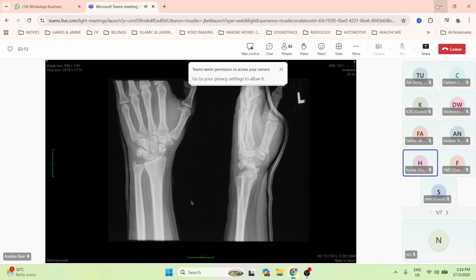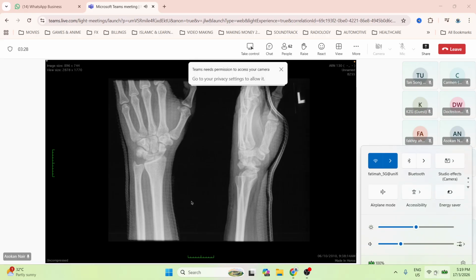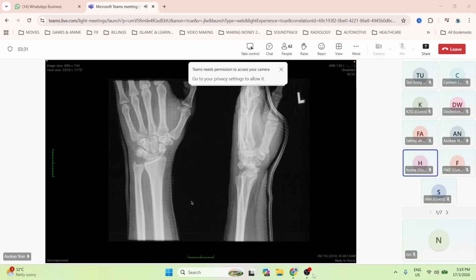Teacup appearance or piece of pie in keeping with lunate dislocation. So I would like to see for any association of the scaphoid fracture in this film, in which I would do a scaphoid series to see any association with the scaphoid.